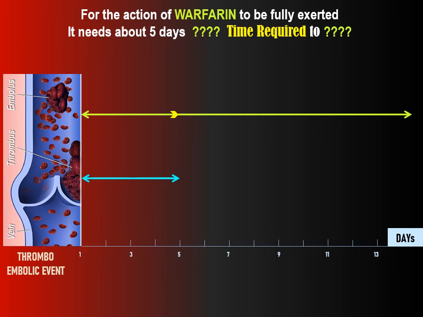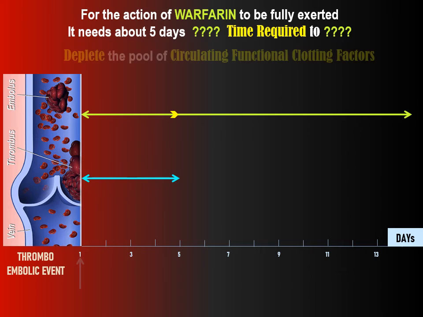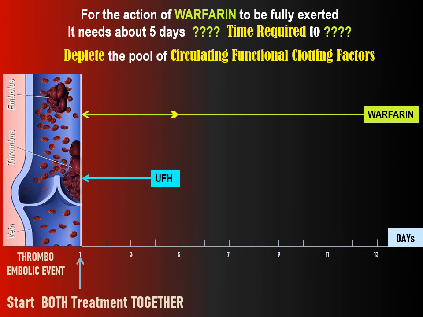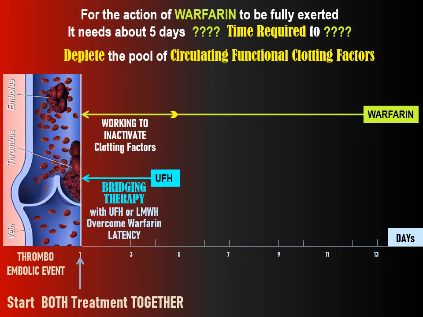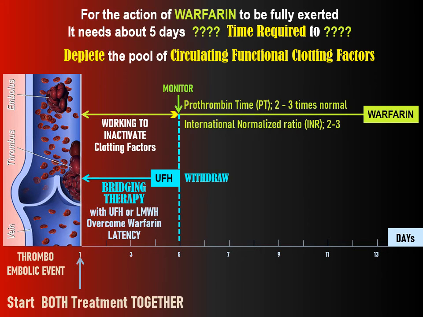So if there is a thromboembolic event, we start by giving both unfractionated heparin and warfarin at the same time. Unfractionated heparin will act as a bridging therapy. It will overcome the latency of warfarin, and warfarin will then work to inactivate the clotting factors. Until when do we use the unfractionated heparin? To day 5. At day 5 we withdraw the heparin, and then warfarin will start to act, and we monitor its action through the prothrombin time and the INR, the International Normalized Ratio.